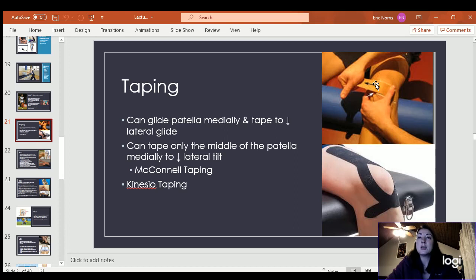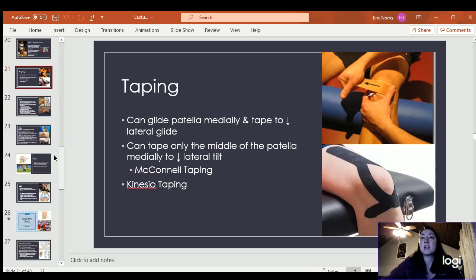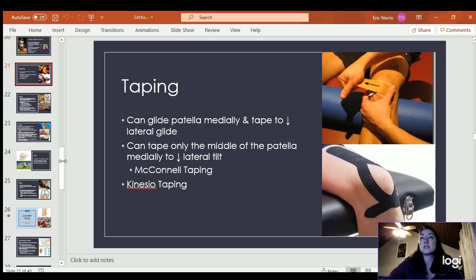And then you could start the tape in the middle of the patella and pull it medially to correct for a tilt. If it's tilted laterally, you can do that as well. There's all kinds of taping procedures. We'll go through kinesio taping today, but I certainly recommend taking a taping course if you're going to see a lot of athletes or anything like that, because there's so many different ones and you don't want to tape somebody wrong.